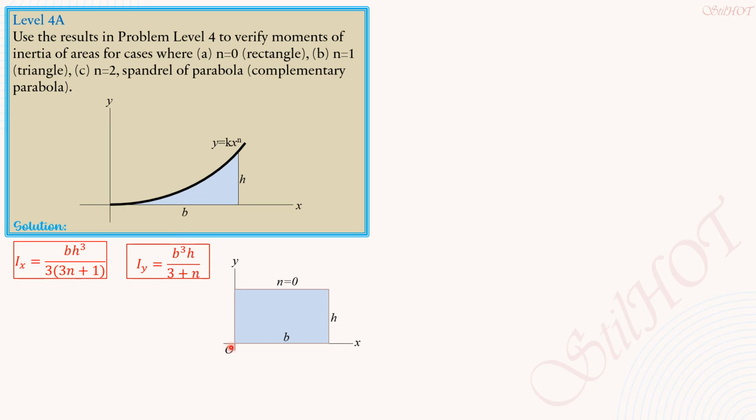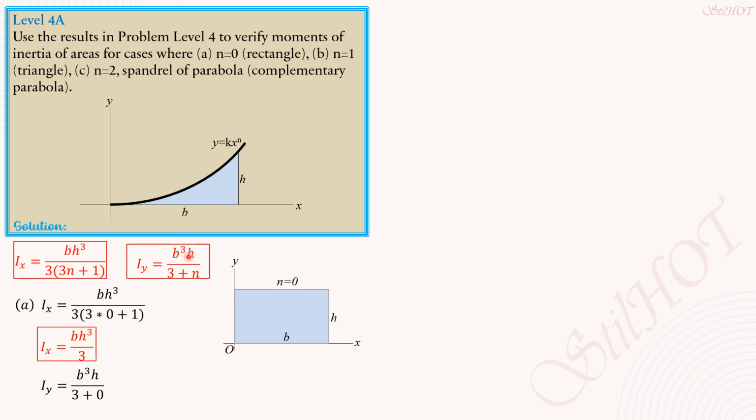Then Iy is also bh cubed over 3, where the base is h this time because this is coincident with the y-axis, and h is b. So b cubed h over 3. So for n equals 0, Ix of rectangle is bh cubed over 3, quantity 3 times 0 plus 1. So this is 1. So bh cubed over 3, which proves that the moment of inertia of a rectangle with respect to the base is really bh cubed over 3. Iy is b cubed h over 3 plus 0, so it's the same b cubed h over 3.